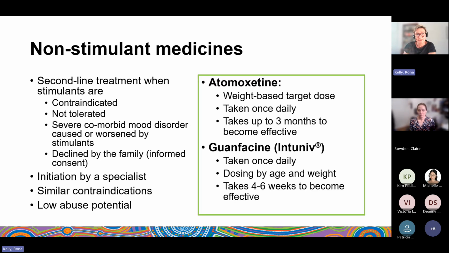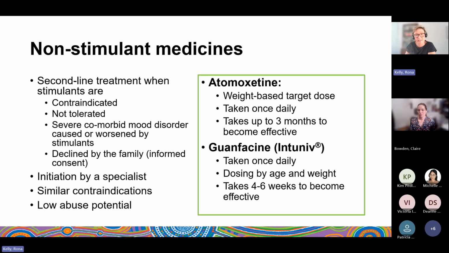So atomoxetine is dosed by weight. It's started at 0.5 milligrams a kilogram a day for a week and then increased up to 1.2 milligrams a kilogram. And the most common side effect is nausea. It's very much a gastric irritant, and a lot of kids I've had to stop this because they just can't tolerate it. Whereas guanfacine is the newest kid on the block. It was made available on the PBS in Australia in 2018. So that started at a dose of 1 milligram once daily and increased. The maximum dose in young people less than 13 is 4 milligrams, and for adolescents and adults above 13, the maximum dose is 7 milligrams.